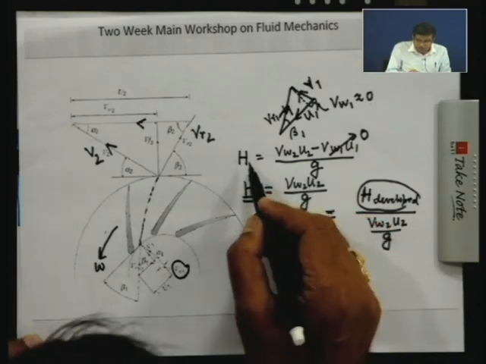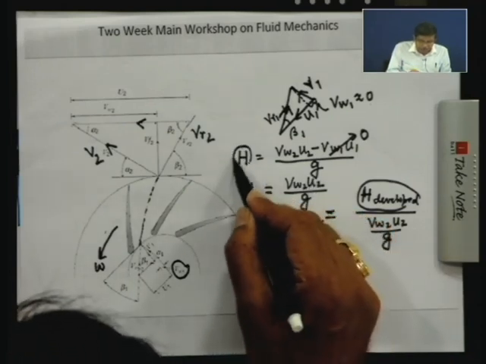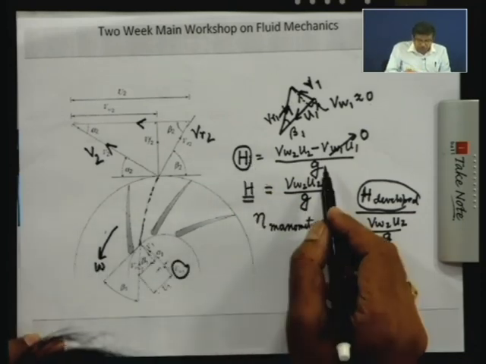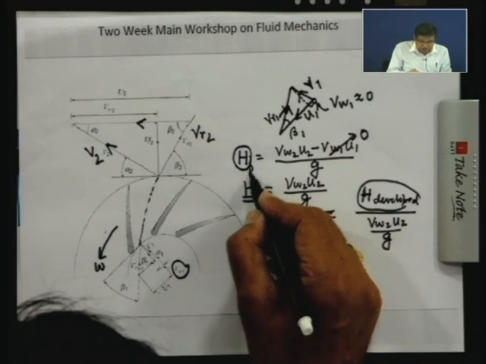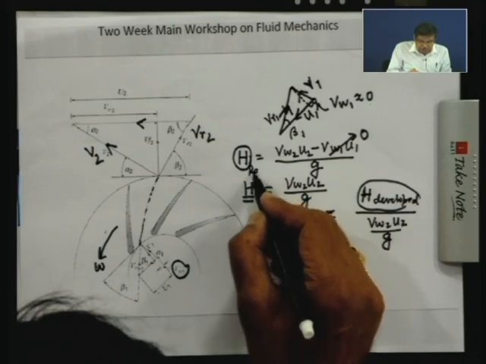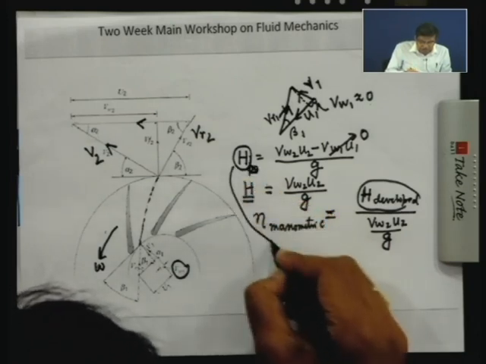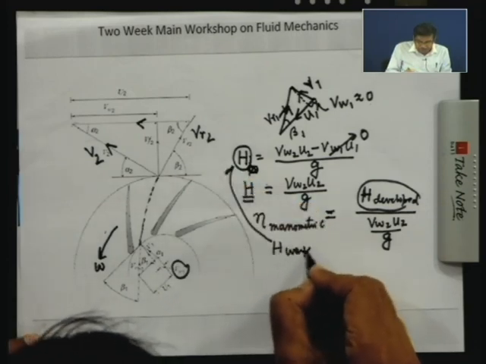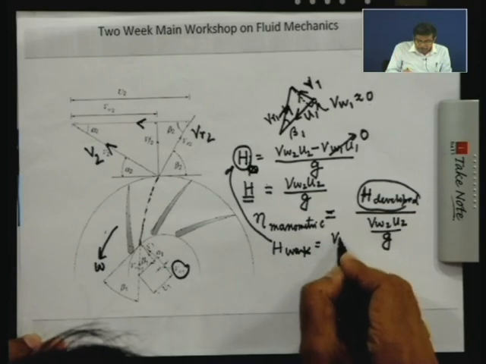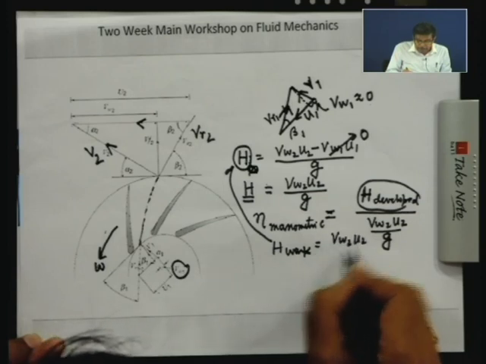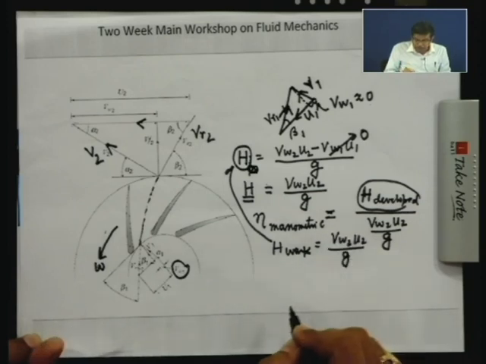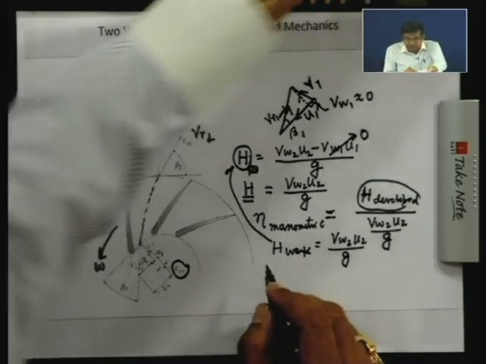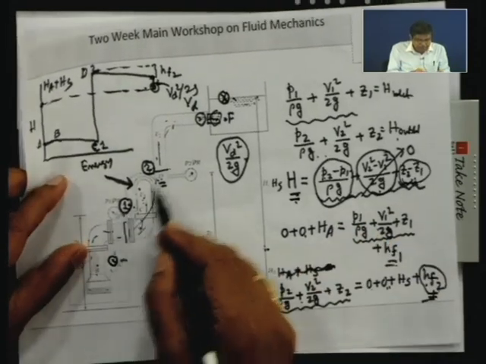So, everywhere I am writing H, you may be confused whether this H is the head given by the rotor to the fluid, or rather you say the rotor head or the impeller head. Rather, you say this head is what you defined as the work head, H work. Work head given by the impeller to the fluid, out of which the head developed by the fluid is this one, which is measured by its pressure.